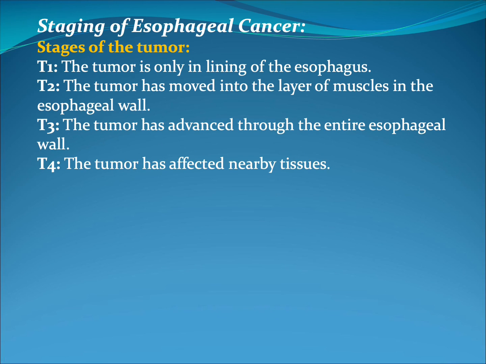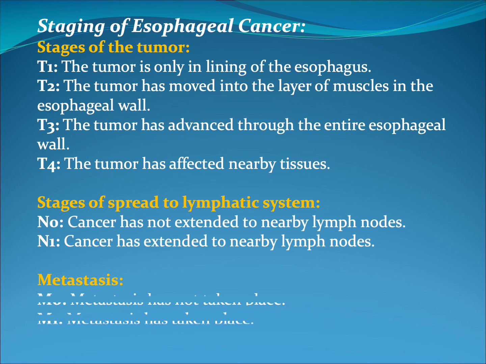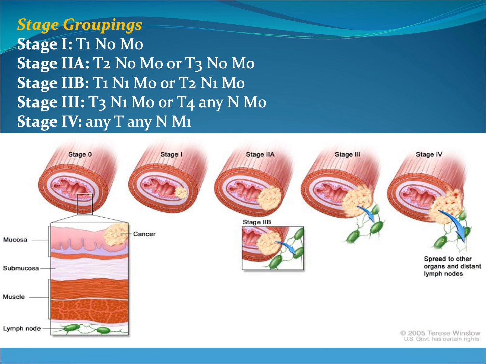The staging depends on the extent of involvement of the different layers of the esophagus. If it is limited to the submucosa, it's T1; T2 with the muscularis propria; T3 if there's adventitia; and T4 if it has affected nearby tissues. And those are the different stages of esophageal cancer, as you can see.